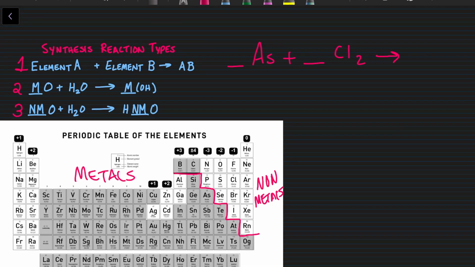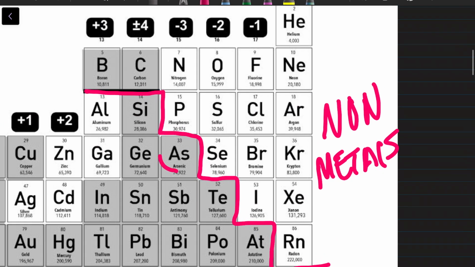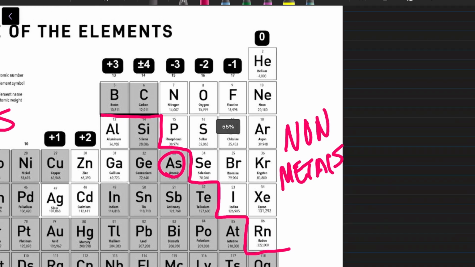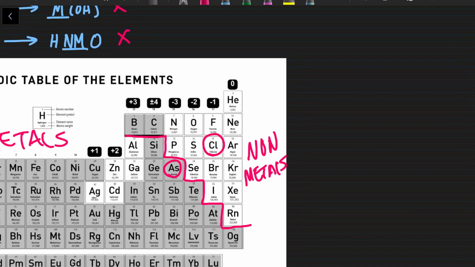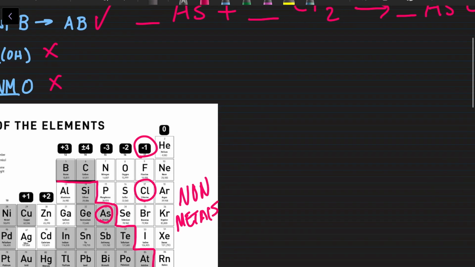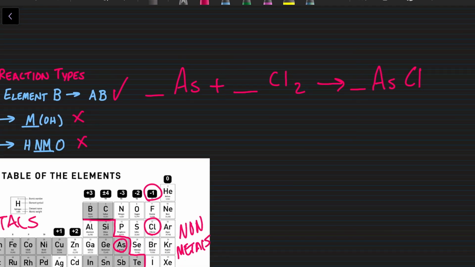All right, next one. We have arsenic pairing up with chloride. And in this one, we see that there is no water, so it's going to be the first type of reaction, where we're just going to have to combine them. We look for arsenic's charge. So we have a +3. Even though at the top it says -3, it's going to be positive because metals have a positive charge since they give away electrons. And chlorine is going to have a -1 charge.